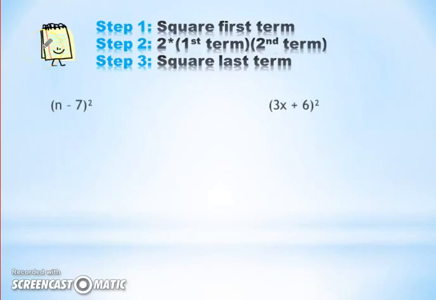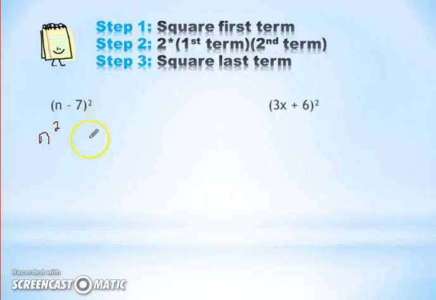Just to see how it works with binomials that you would see in the lesson you're working on, I have it written as shortcuts here. The first step is to square that first term. To get your middle term, you multiply 2 times the first term in your binomial times the second term in your binomial. And to get the third term, you square that last term. So first step, square our first term. If I square n, that's going to give me n squared.